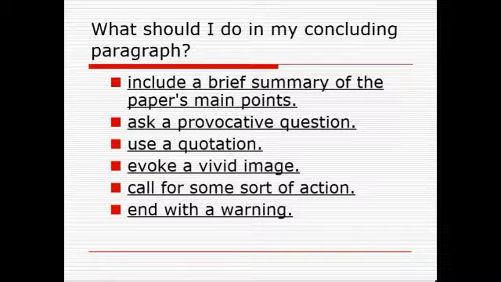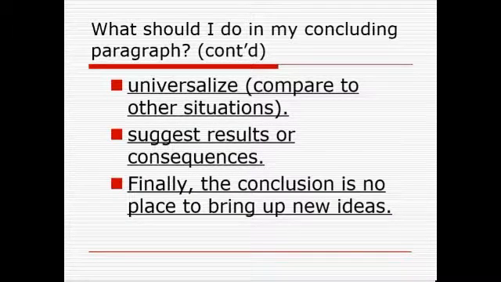You could also do what's called a call to action, or end with a warning. Now, these 2 strategies are generally going to be found in your research essay, so you're probably not going to be using a call to action when you're writing an essay on something like Julius Caesar. Continuing on, there are a couple of other things that you could do for your concluding paragraph. You could universalize or compare to other situations. For example, maybe you started out with an anecdote for your hook. Here, in your concluding paragraph for your clincher, you could compare it back to your short story, which possibly relates to other situations, maybe real life situations. You could suggest results or consequences. Again, this could probably be related back to research essays.